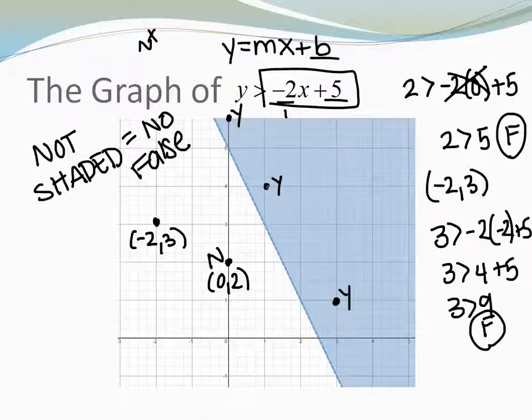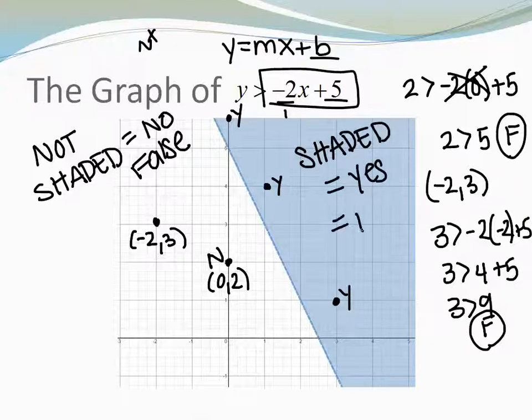Now over here, you see this point right here, this point right here, this point right here. This is the shaded region. And in this case, they are yeses. They are true points. Okay, now what about if a point is on the line? Like this point right here. This point is 2, 1. So let's test that one.